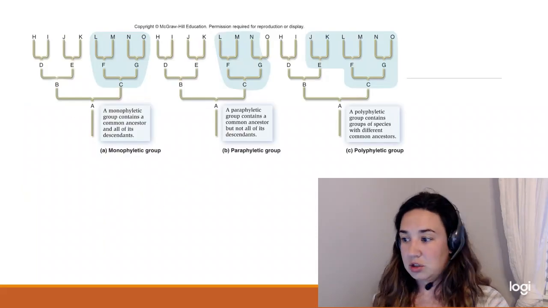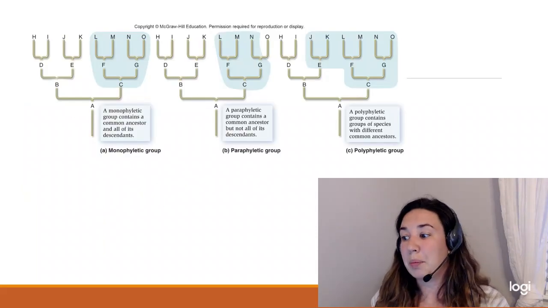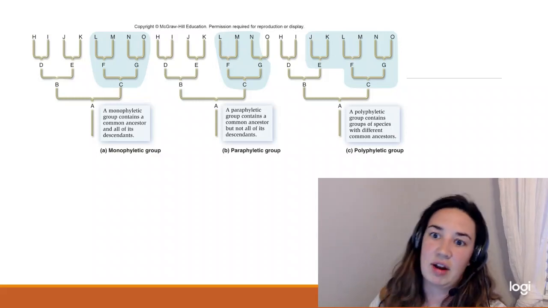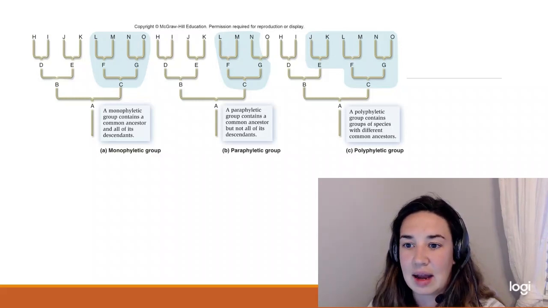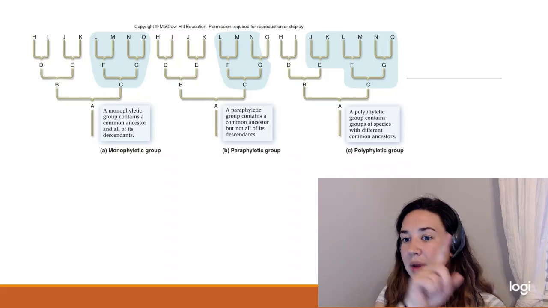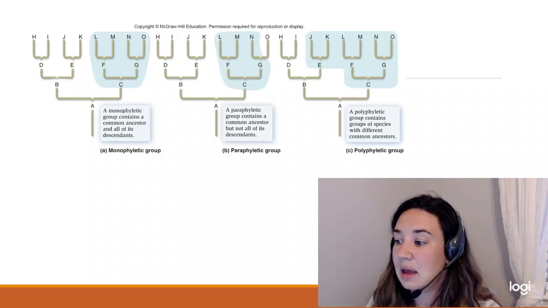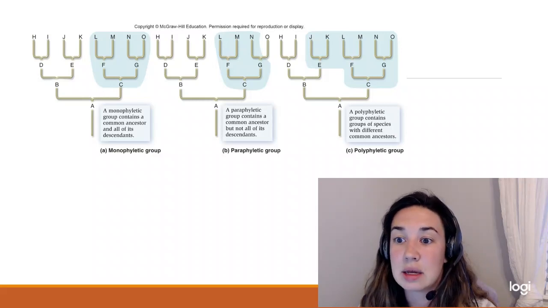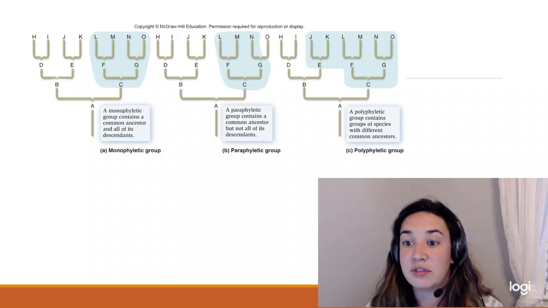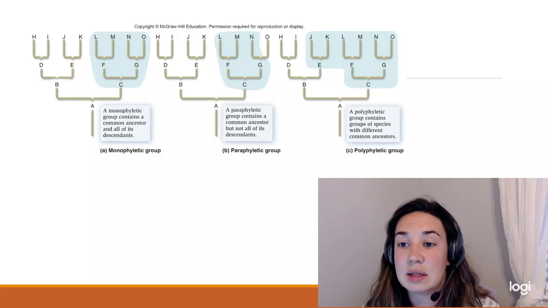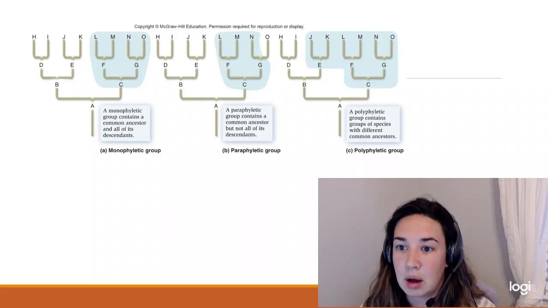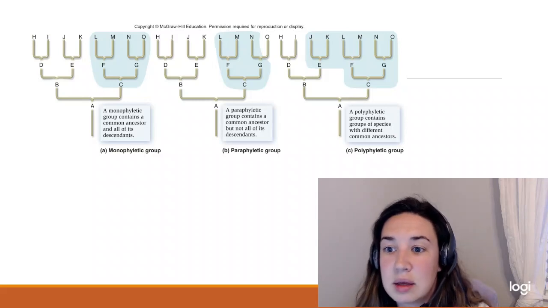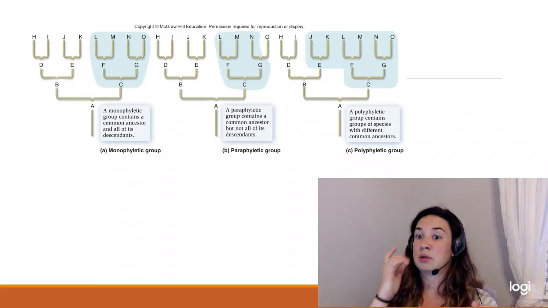And then the third term is our polyphyletic group. Sorry, I didn't have it on the last slide, but I have it on this slide here. You can see right above me on letter C, this is our polyphyletic group. This is a group that contains species with different common ancestors. So it contains common ancestors of a group, but also somebody that doesn't quite belong and doesn't have the same common ancestor. The common ancestors are different.